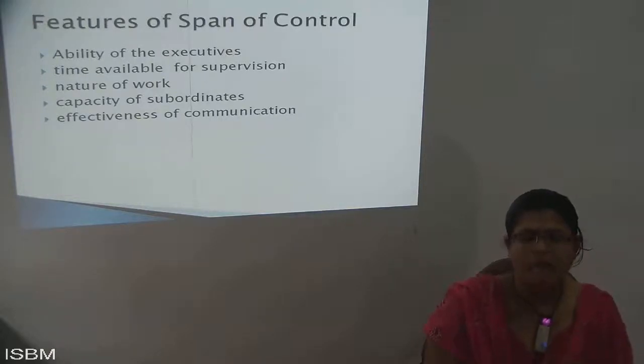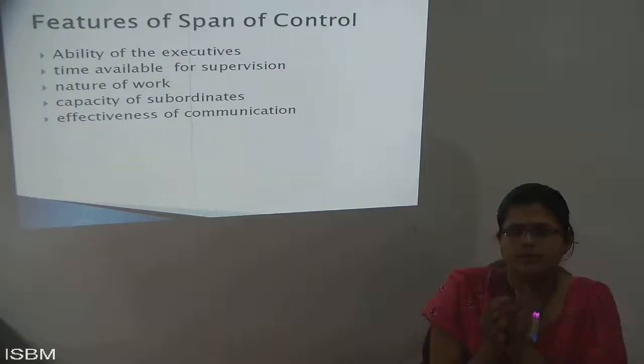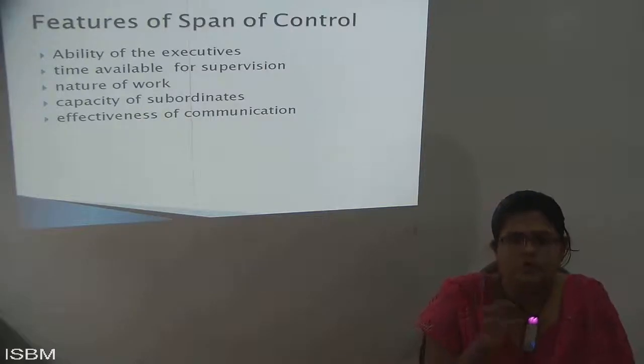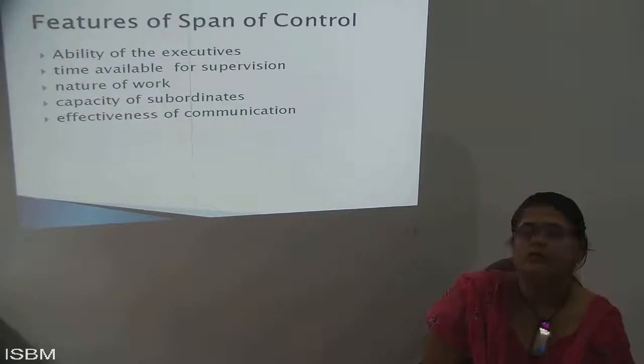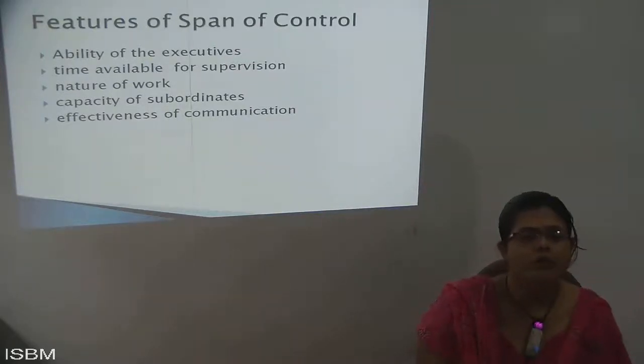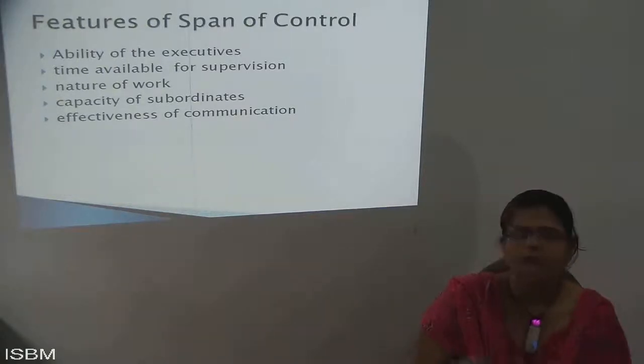Next is the time available for supervising. Whenever the superiors and subordinates are working in the organization and the work is being supervised, how much time is taken, and within what period of time is the work completed? That should also be there. Then comes the nature of the work, how the work is performed between the superiors and subordinates, how they give out their duties and perform them over a longer period of time, and how they wind up the work.